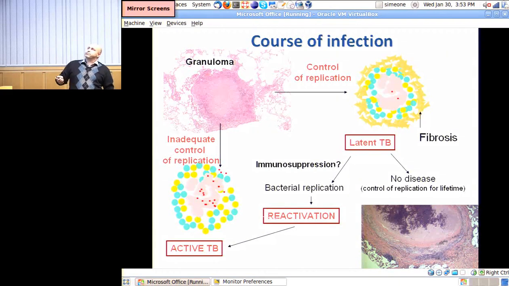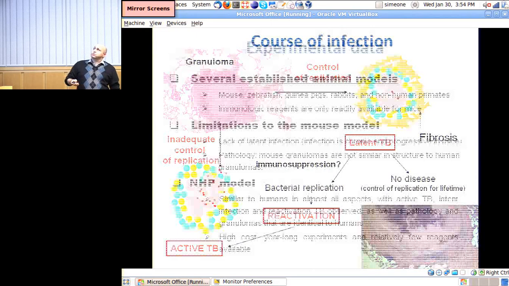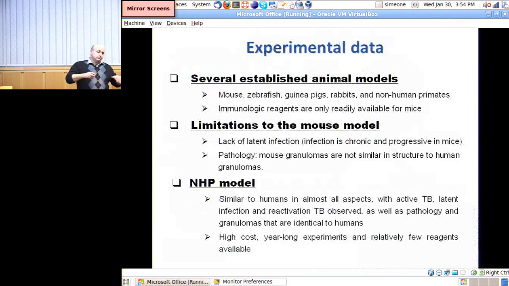Now, again, from latent TB, there are chances of reactivation, most of the time due to immunosuppression. You can think of HIV patients. The top cause of death of HIV patients is tuberculosis, because basically the immune system goes down and the TB takes over. But it could be due to age, for example, or another infection. So that's the course of infection.